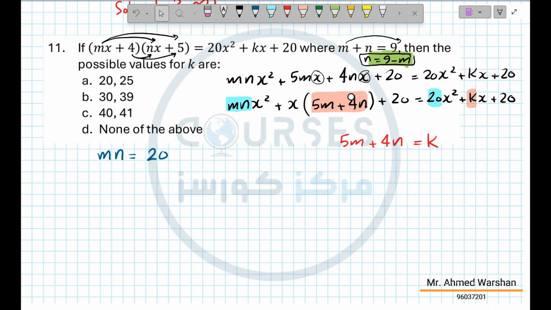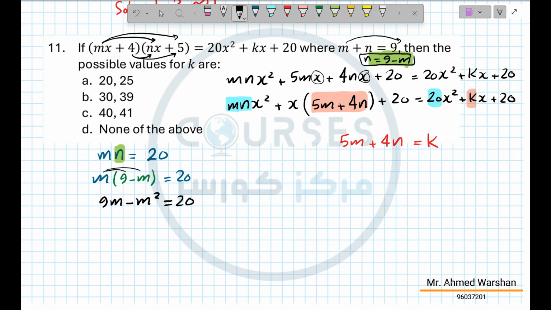Now let's use that with this n. We're going to remove n and put its value. So this is going to be m times 9 minus m, which is the value of n, equal to 20. Distribute, so we end up with 9m minus m squared equal to 20.